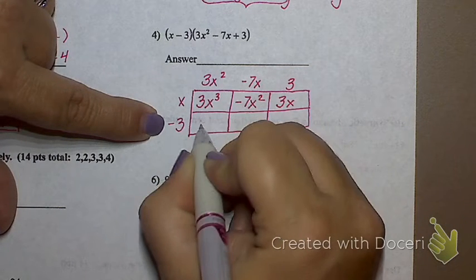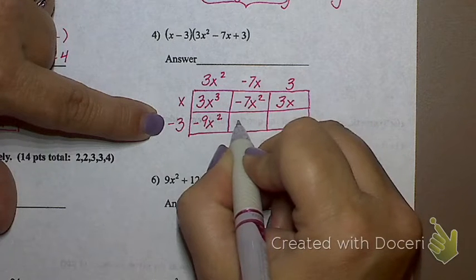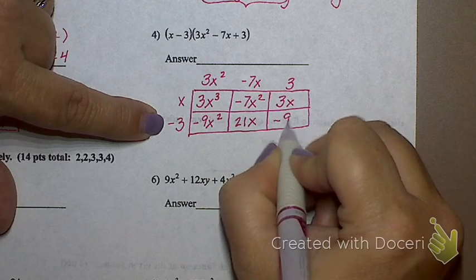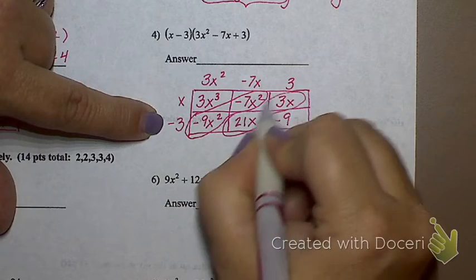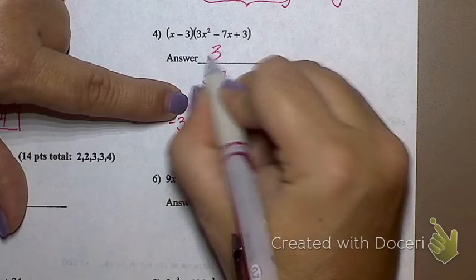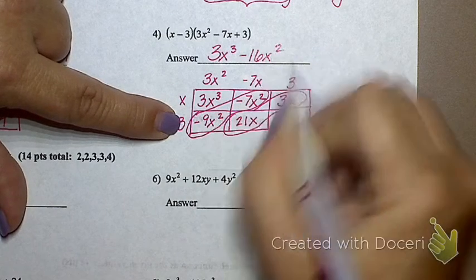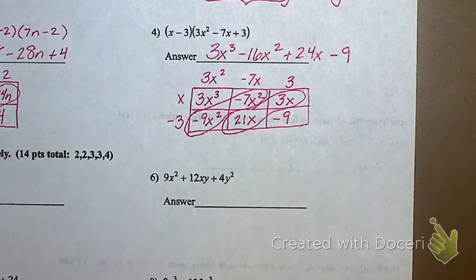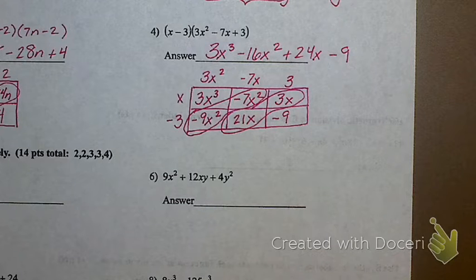Negative 3 times 3x squared. Negative 9x squared. Negative 3 times negative 7x. Positive 21x. And negative 3 times positive 3, negative 9. My like terms should be diagonal from each other because those were all in standard form. So I have 3x to the third minus 16x squared, and then plus 24x, and minus 9. Any questions about those first 4 multiplying ones? Those should be easy points, right? Okay.